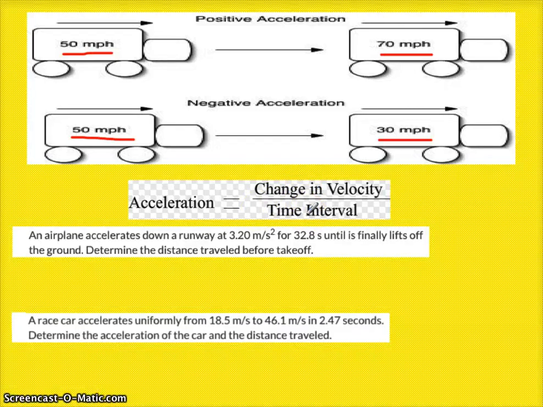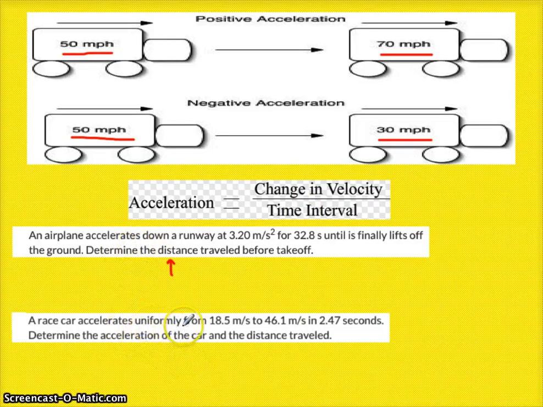Let's just see if we can do one or two of these. An airplane accelerates down a runway at 3.2 meters per second squared for 32.8 seconds. Okay, determine the distance. We have probably, let's see if we can go to this one first. Yeah, this one's asking for distance, so I'm going to use it second. I probably should have put it second here. So let's kind of put that one on hold and go here.